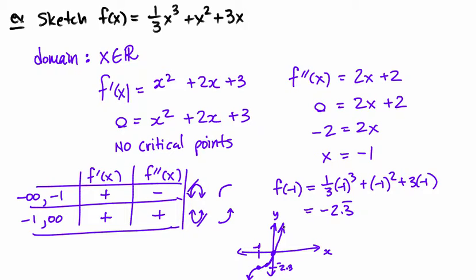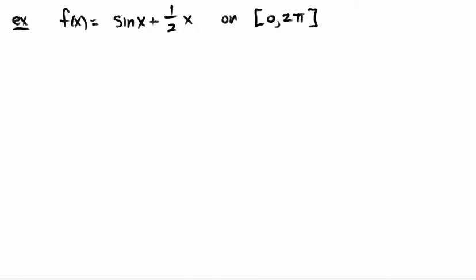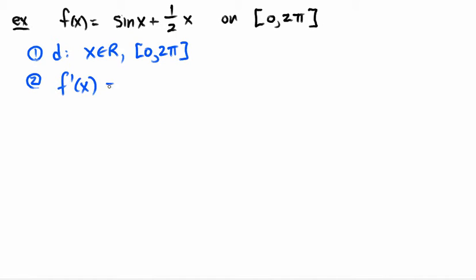And there's my sketch. In this case, our function is a trig function plus 1/2 x, and it's just defined on the interval 0 to 2 pi. So I already know my domain is x, but it's from 0 to 2 pi. And I can calculate my first derivative, which is cosine x plus 1/2, and my second derivative, which is negative sine x.